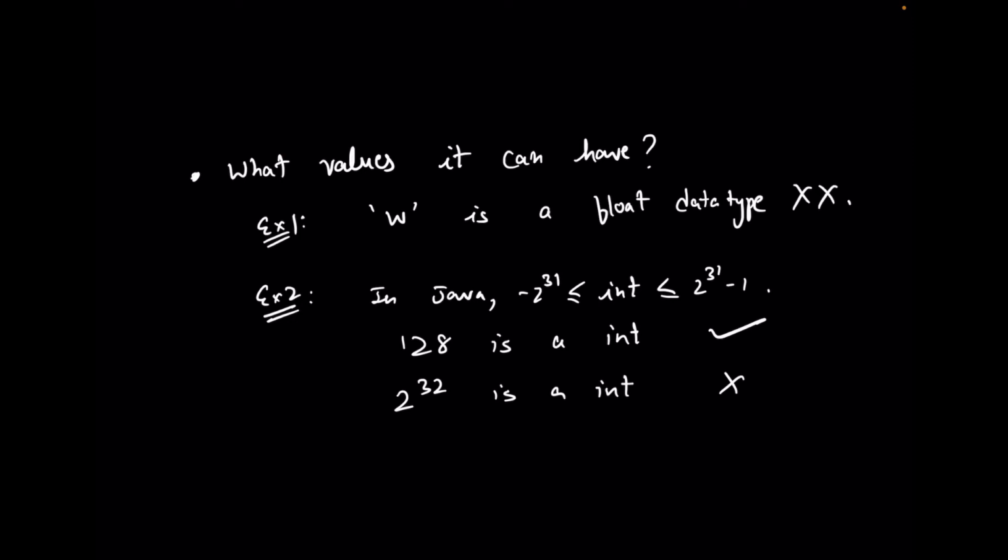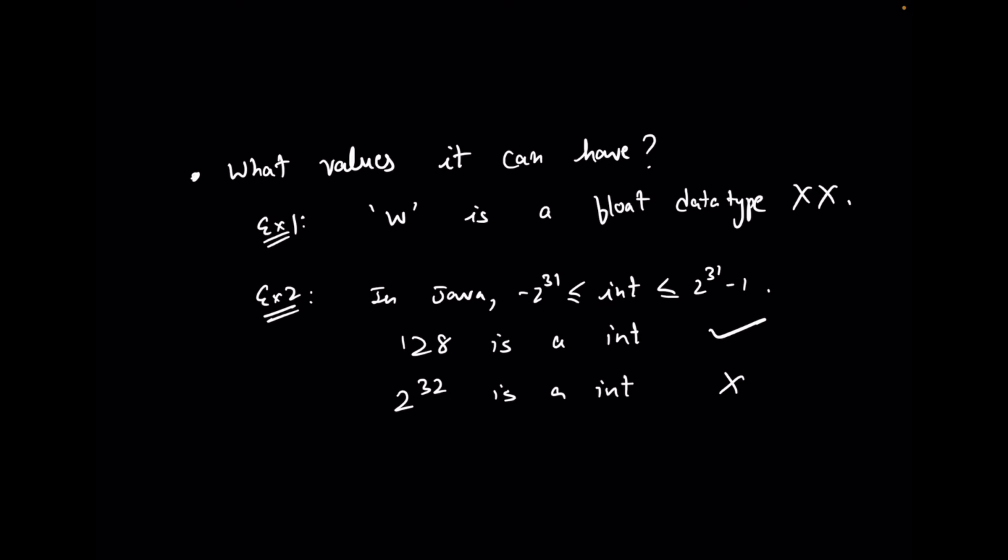A second example is that in Java, the int data type only has allowed values from minus 2 to the power 31 till 2 to the power 31 minus 1. So for the int data type, it can only have integers that fall within this range. So if I try to let the computer know by explicitly stating in my program that I'm going to be using some data and that's going to be of the type integer, and then I try to say that 128 is this data that I'm using, it's going to allow it because 128 is an int. It falls in that range.